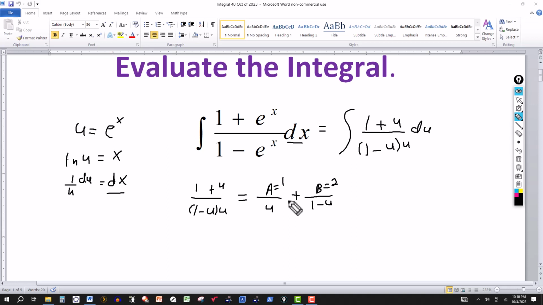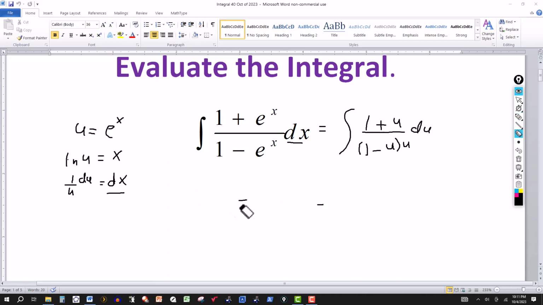So just in case you're not sure whether your answer is correct, you can check it with the second method I'm going to use. But this is the way you would set it up. And then A would equal to 2, B would equal to 2. And these, when you integrate them, will be natural log of u. And then this one would be minus, because of this minus u here, minus 2 natural log of 1 minus u. And these would have absolute values because we have minus here and this one here.